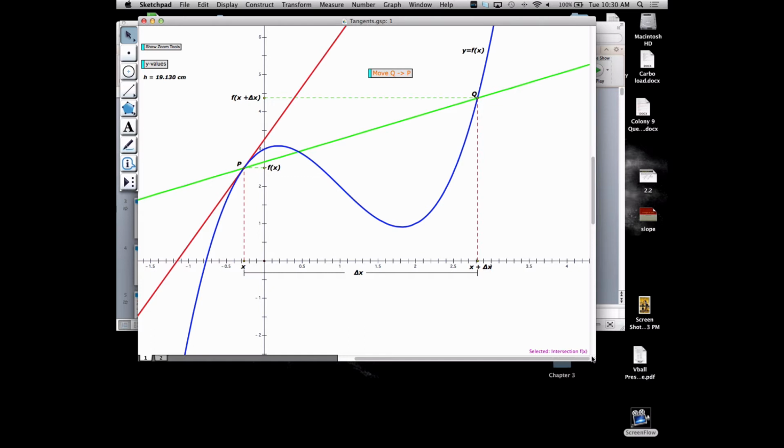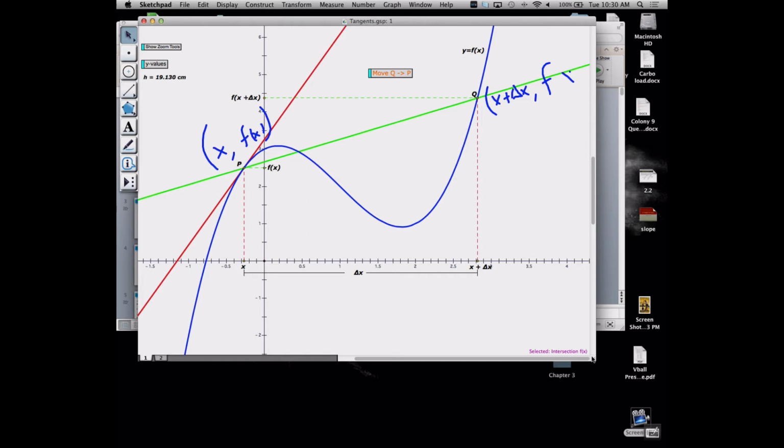Hold on, let me write some stuff we've said already so the visual learners in the crowd can follow. Okay, we put this point at x comma f of x. And Olivia, tell me again, where's Q? F of x plus delta x. Okay, so x plus delta x is the x coordinate, comma, f of x plus delta x. Outstanding. So the question is, what's the slope of PQ? Wait, why is it f of x plus delta x? That's the y value you get when you plug x plus delta x into the function.